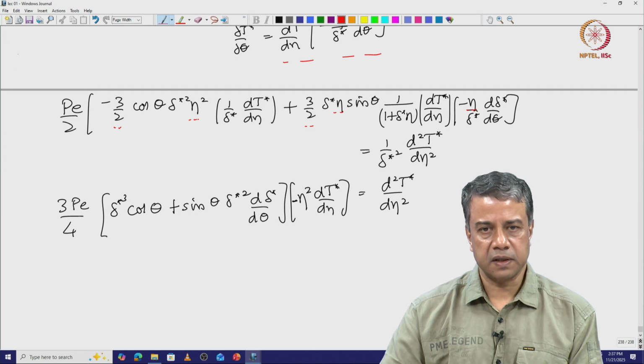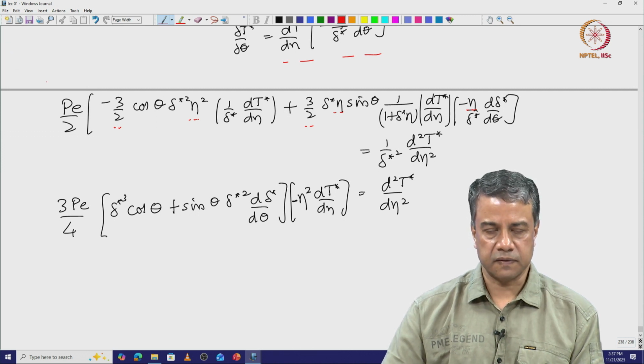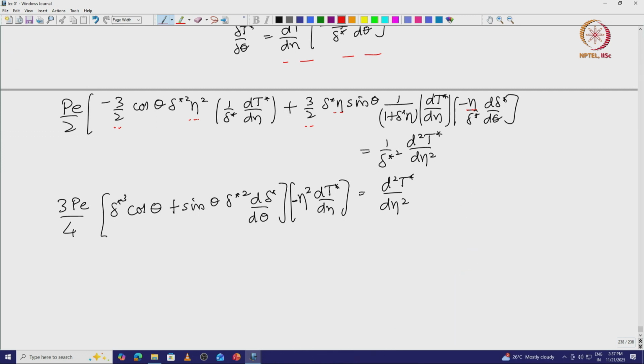How do we solve it? I will continue the solution of this in the next lecture. Basically, as you can see, the temperature dependence on eta is the same as for all the other problems. It is the boundary layer thickness variation with theta that changes. We will examine how to solve this in the next lecture. So I will continue this calculation in the next lecture. I will see you then.